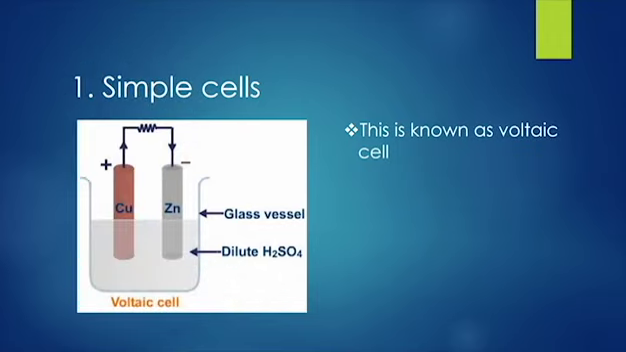Simple cells are the most primitive cell which is used to produce electric current. This cell is known as voltaic cell. Let's see the preparation and function of a simple cell.